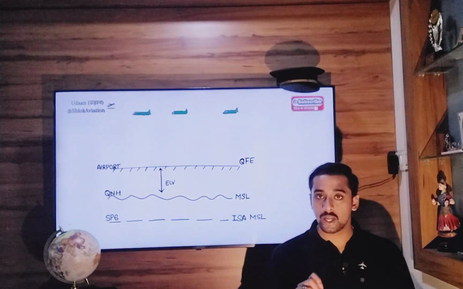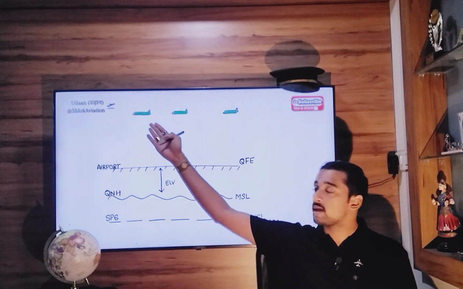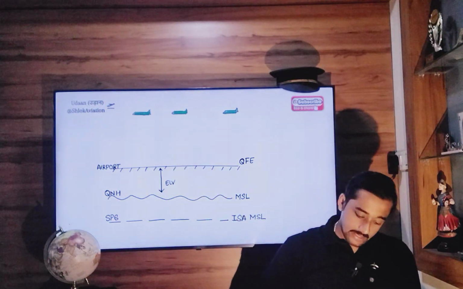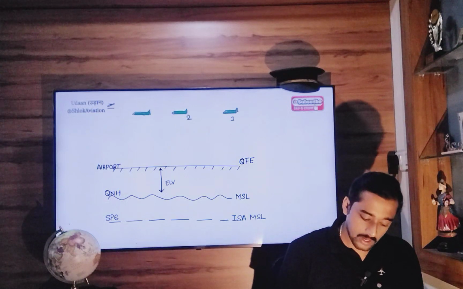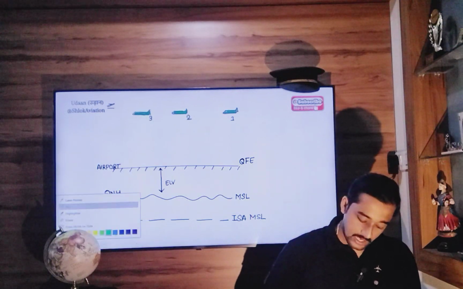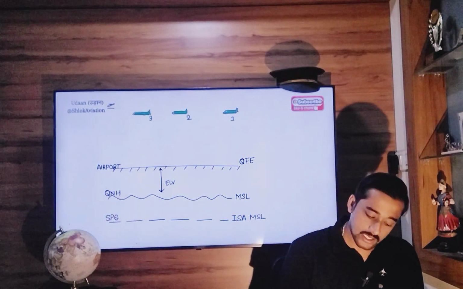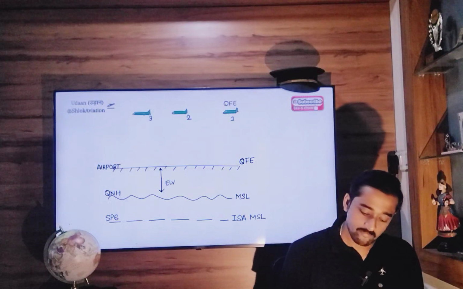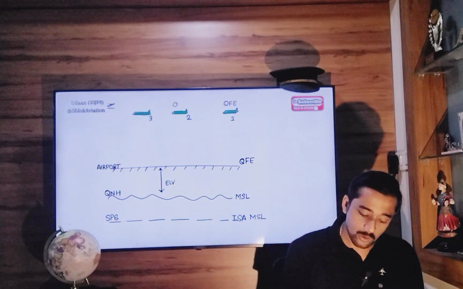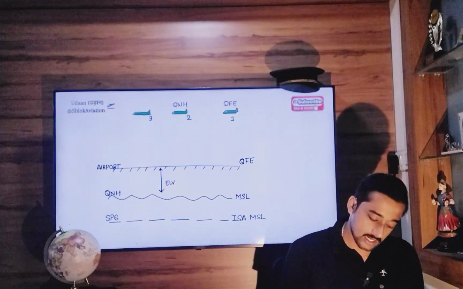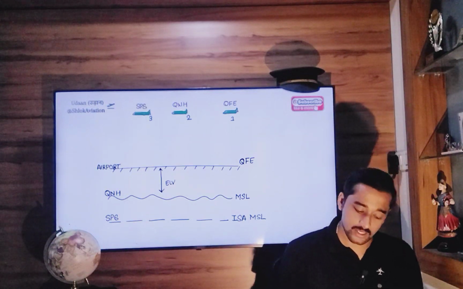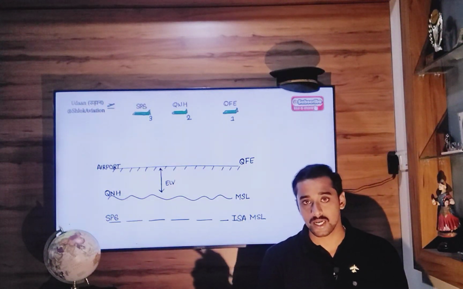Now there are three aeroplanes. All three are at the same level, as you can see. This is aeroplane number one, aeroplane number two, aeroplane number three. Aeroplane number one has set QFE in its altimeter setting window. Aeroplane number two has set QNH in its altimeter setting window. And aeroplane number three has set standard pressure setting 1013 in its altimeter setting window.